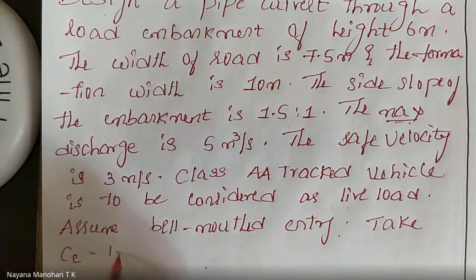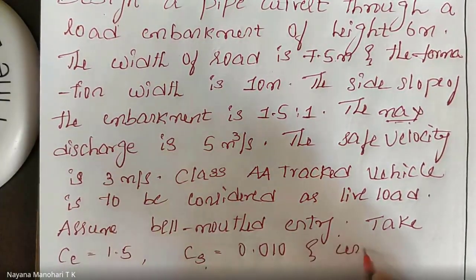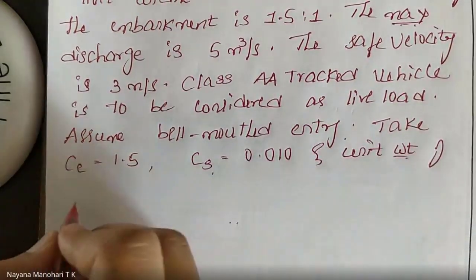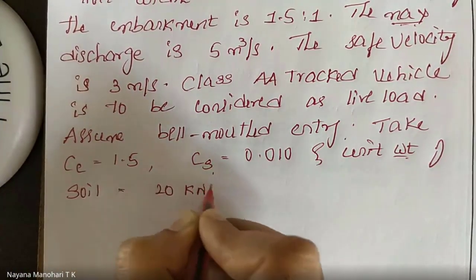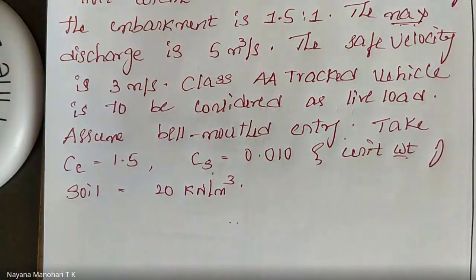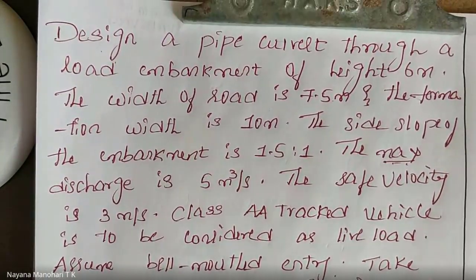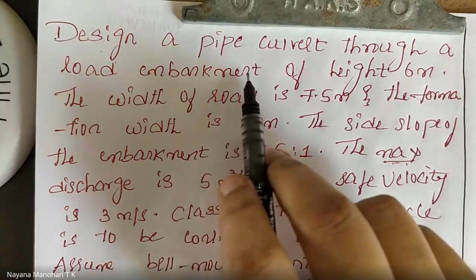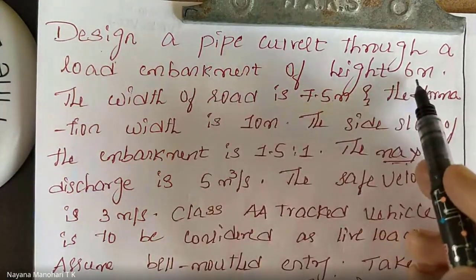CE equals 1.5, CS equals 0.010, and unit weight of soil equals 20 kilonewton per meter cube. This is the data. You need to design a pipe culvert. Design a pipe culvert through a road embankment of height 6 meter.